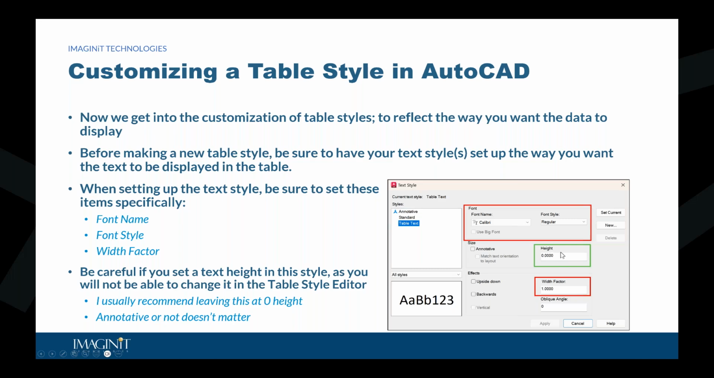If you set a height here, the text height will be forced inside of the table and you can't change it. So if we leave this at 0, we can specify it. And then the width factor. Again, be careful if you set a text height in this style, as you will not be able to change it in the table style editor. So I usually recommend leaving this at a 0 height. Annotative or not doesn't really matter.